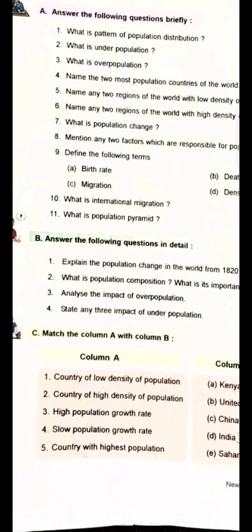So we keep this E as the first one, that is the Sahara, instead of country make it region of low density of population. Second one is country with high density of population. Now India is a country with high density of population, so you can mark India for high density of population. Then the third one, high population growth rate. High population growth rate is in Kenya. And the fourth one, slow population growth rate. Slow population growth rate is B, United Kingdom. And the country with the highest population, we all know is China.